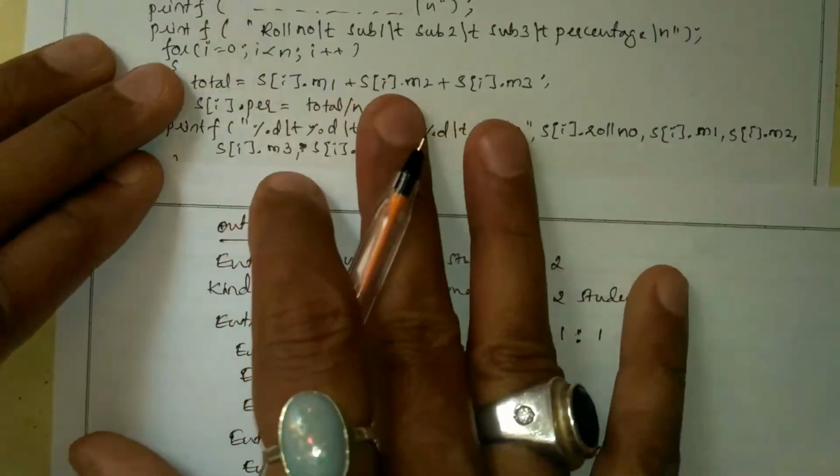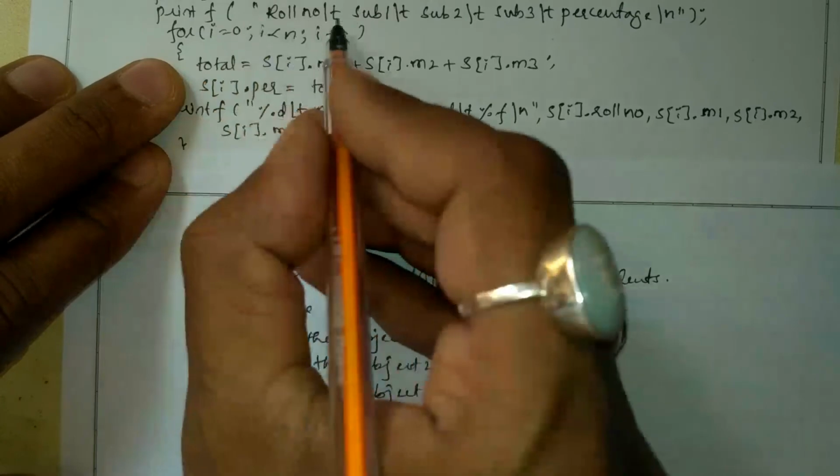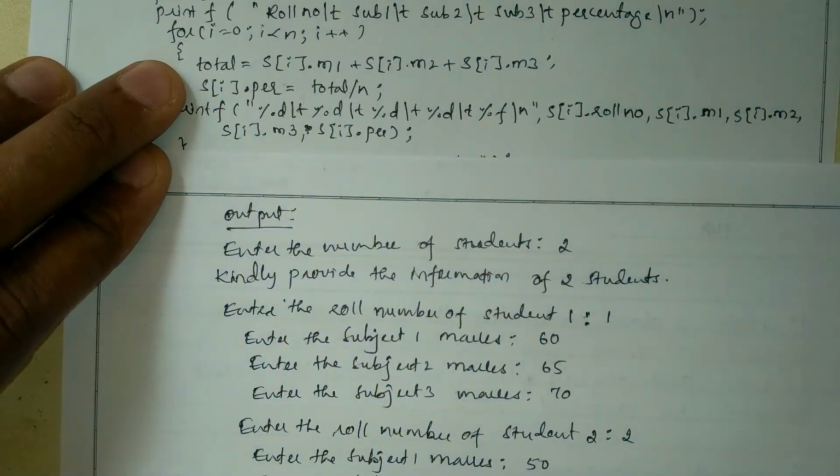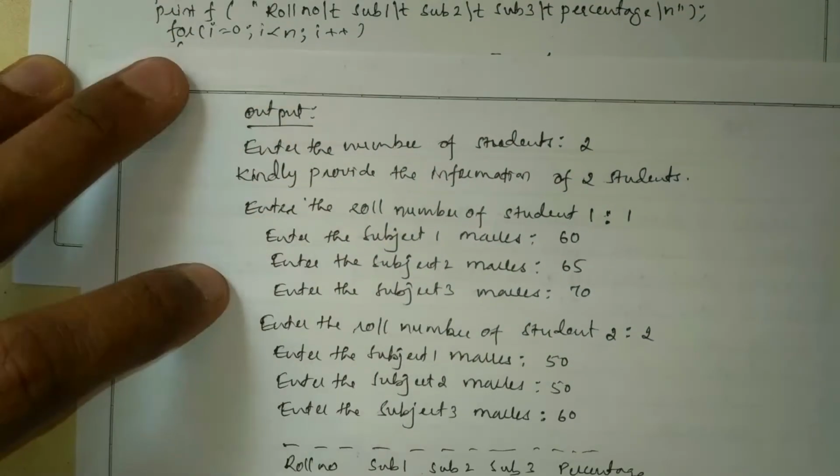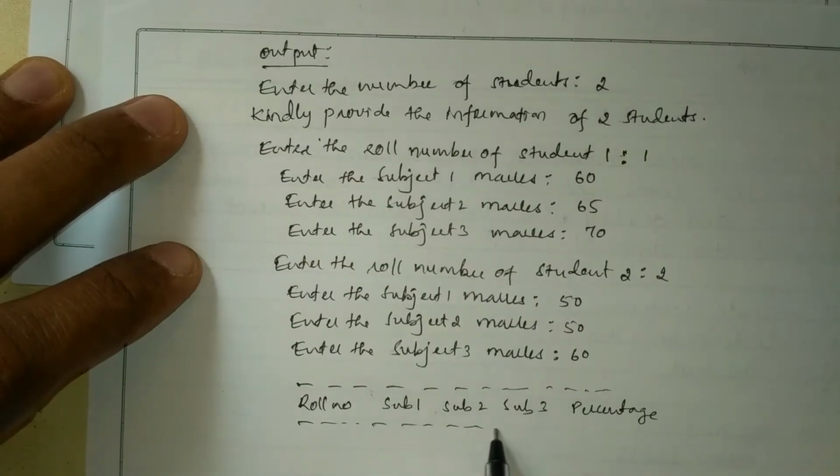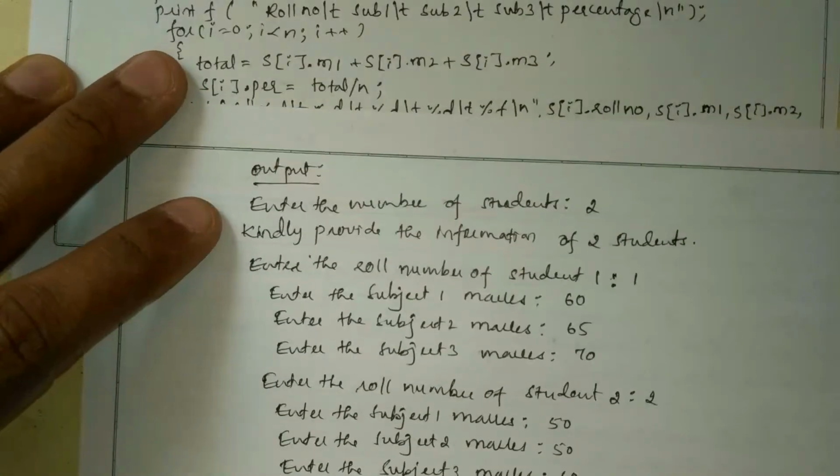Yes. So here if you want, you can write one more printf statement with a dotted line, so that we'll get a dotted line over here. Here one more dotted line you can print.